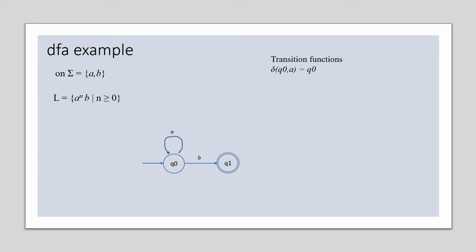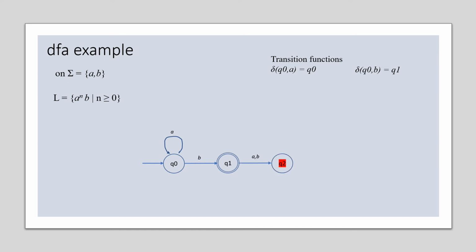So if I'm in Q0 and I get just a B, that's accepting. If I'm in Q0 and I get A's, I'm going to stay there until I eventually get a B, in which case it will become accepting. Now, I have defined my transitions for any A's from Q0 and any B's from Q0.